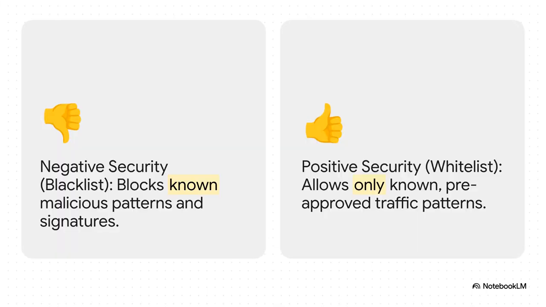So how does it know what's bad and what's good? Well, WAFs usually work on one of 2 basic models. The first is a negative security model, which is basically a blacklist. It has a big book of known bad things, attack signatures, malicious patterns, and if it sees something on that list, it's blocked. The other way is the positive security model, a whitelist. This is way stricter. It's like an exclusive guest list for a party. If the traffic pattern isn't on the approved list, it's not getting in, period.